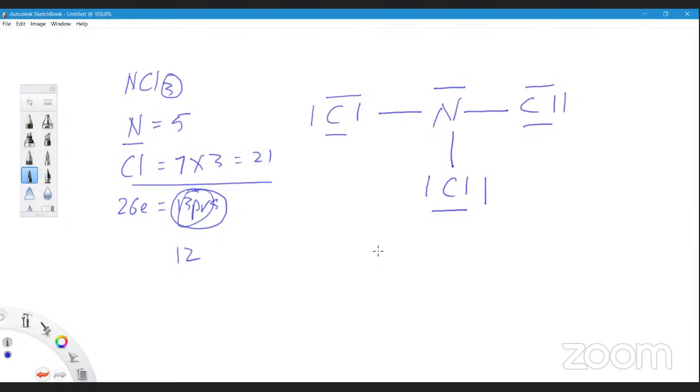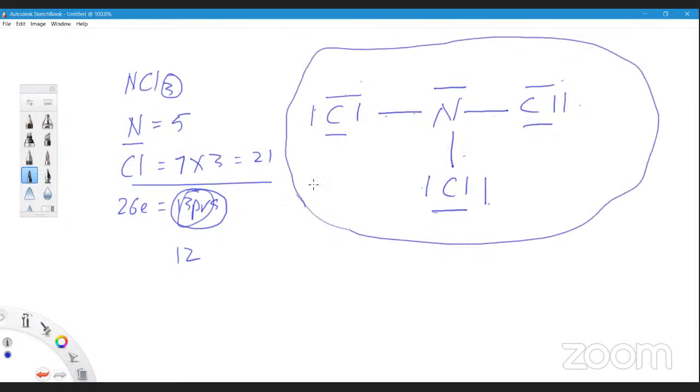Okay, any questions about this one? Oh, and by the way, before I move on, you'll notice that each atom has 8 electrons on its outer shell: 2, 4, 6, 8 for each of the chlorines, and then for the nitrogen, you have 2, 4, 6, 8 electrons on the outer shell of the nitrogen atom. So this will be the final answer right here. Any questions about this example?